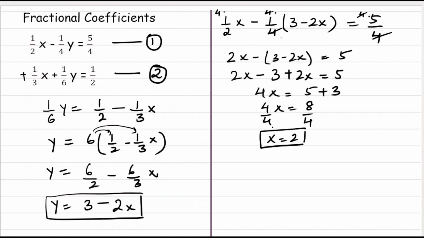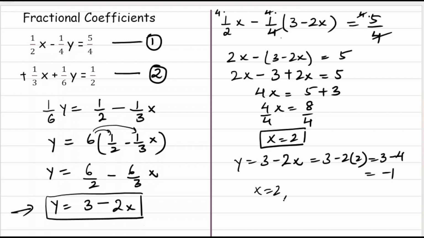Put this x equals 2 in this expression of y. So y equals 3 minus 2x equals 3 minus 2 times 2 equals 3 minus 4 equals minus 1. So x equals 2 and y equals minus 1 is the solution for this system of linear equations.